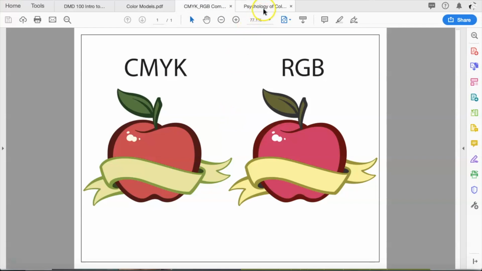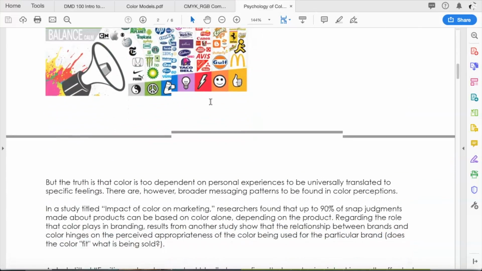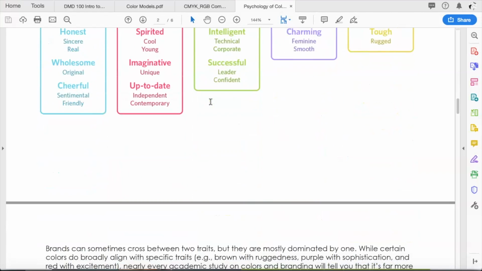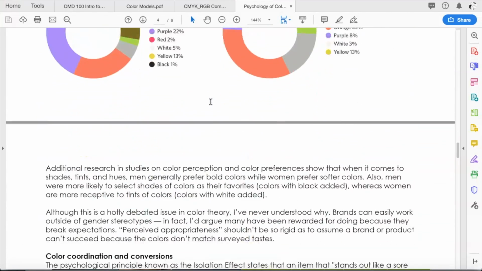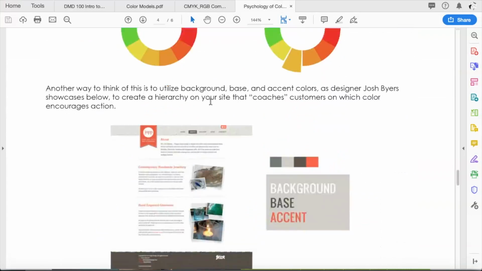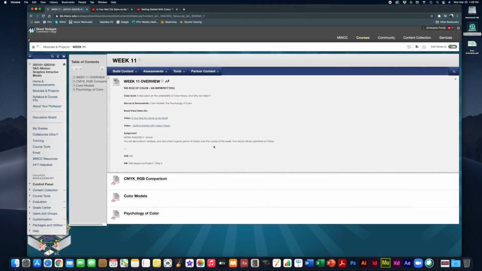Then, of course, we did mention the psychology of color, and this other handout that's in the Week 12 folder is part of an article about the psychology of color in marketing and branding. We went through this a little bit in class. You can read through it, but it does talk about a lot of the inconsistencies in terms of the way color is seen from a marketing point of view psychologically. So be sure to read through that. Okay, so that is it for our overview of color.